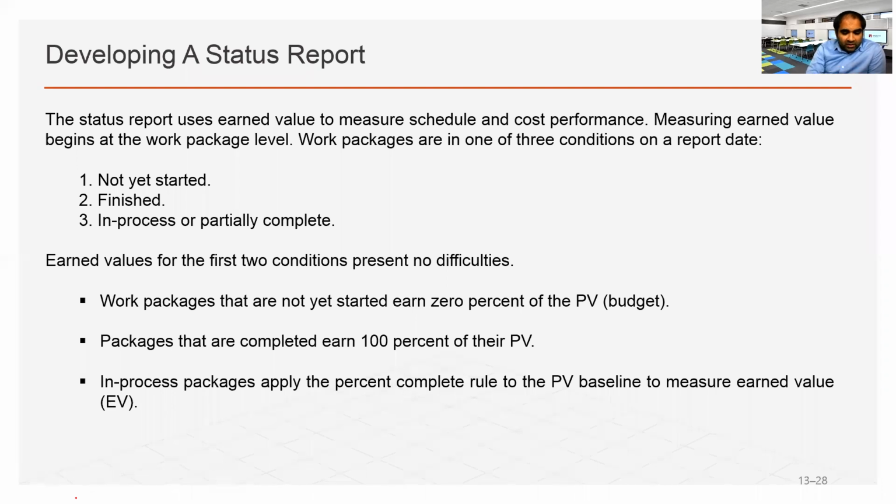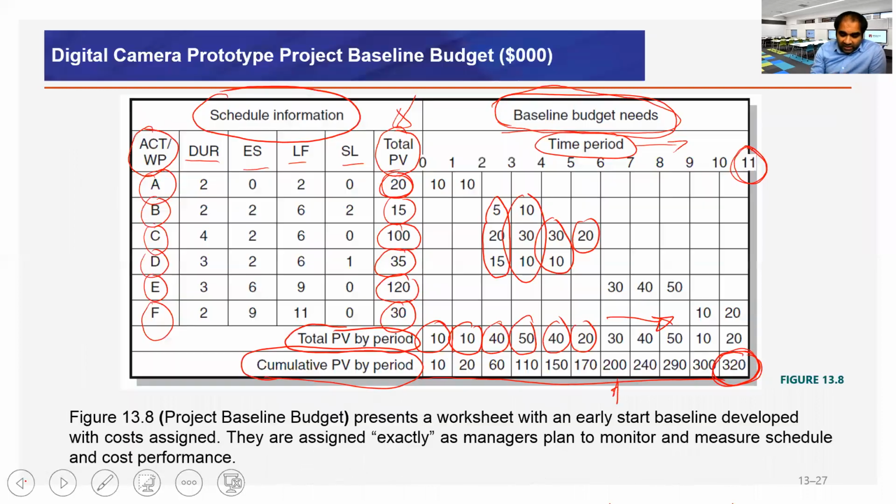Now, say for example, after the end of period 1, which ones do we report? There can be 3 different scenarios. First one is an activity hasn't started at all. So after the end of week 1, B, C, D, E, F are the activities not started yet. These are simple. So the earned value for those activities will be 0.